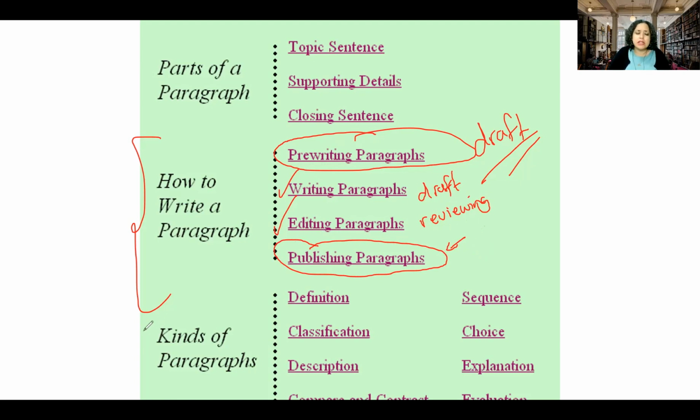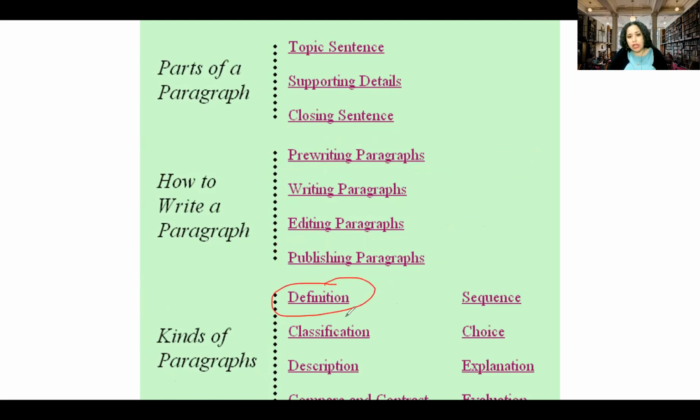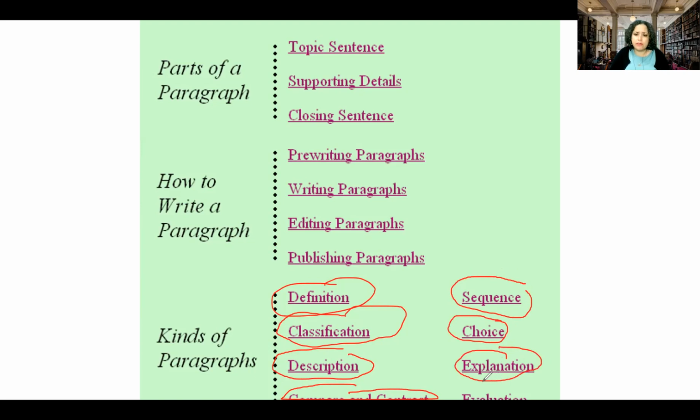So now, here is the thing. We have different kinds of paragraphs. Yes, they exist. We can have a paragraph that talks about a definition. We can talk about paragraphs that talk about a classification, those that are for description, those that compare and contrast, those paragraphs for sequence, for a choice, for explanation, and of course for evaluation. Which type of paragraph are you going to be using?